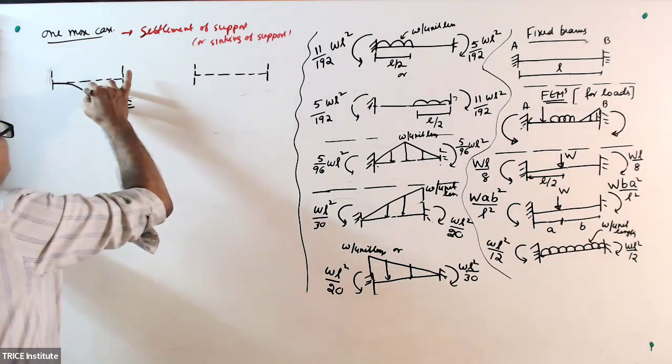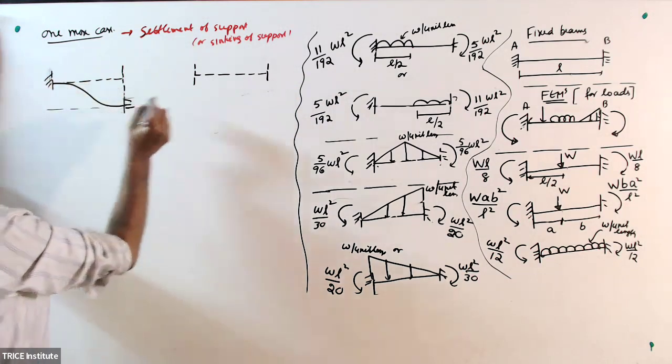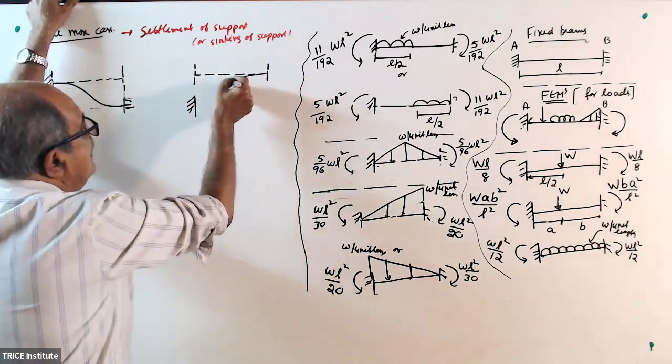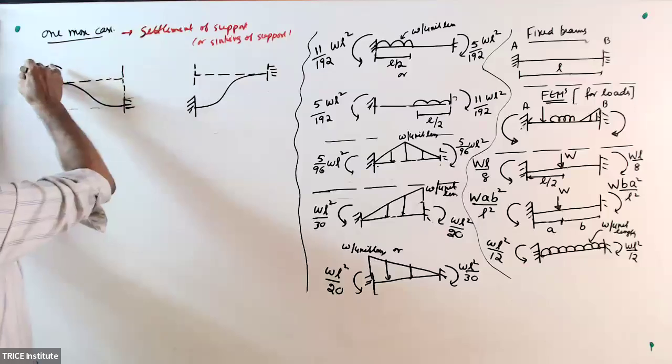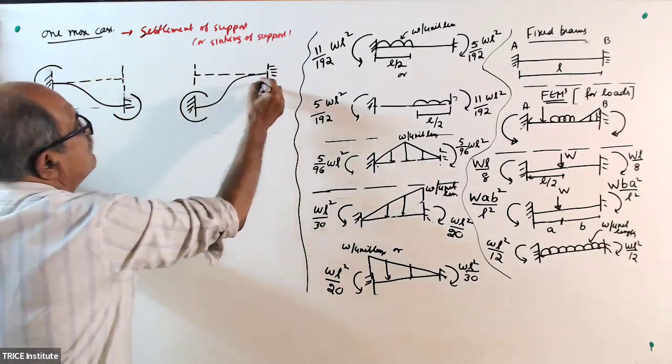Elastic curve will be like this. Zero slope. This will remain there only. Or the left support comes down. Elastic curve like this. Now, there will be end moments. There will be end moments.